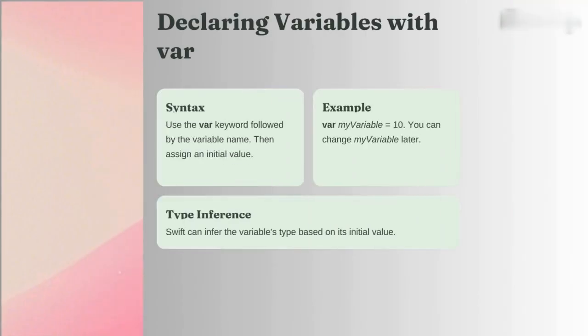A variable is declared using the var keyword. Variables allow you to store a value that can change during the program execution. How do we declare it? The syntax is var myVariable, which is the variable name, equals 10. In the above example, we declare a variable named myVariable and assign it the value 25. The value of myVariable can change later in the program.